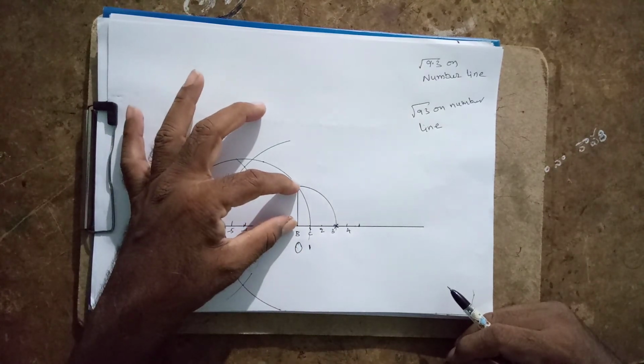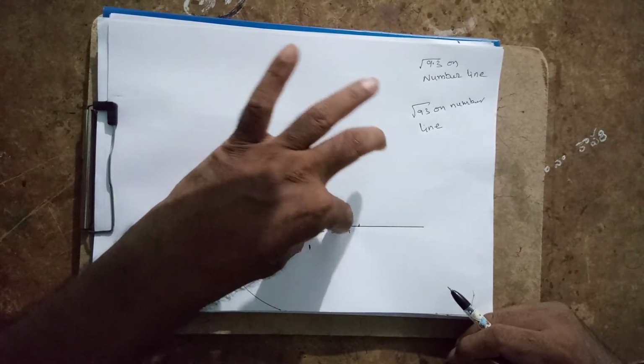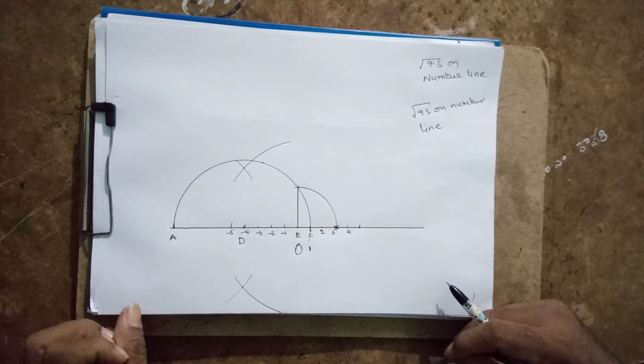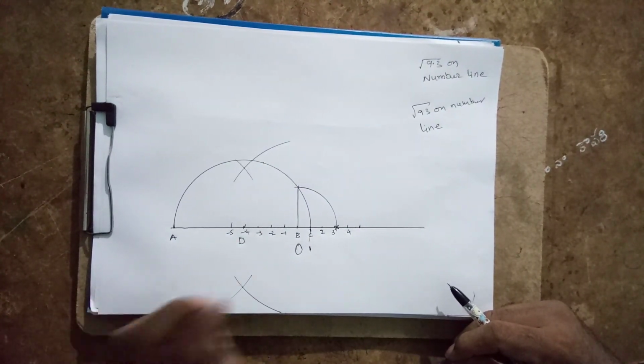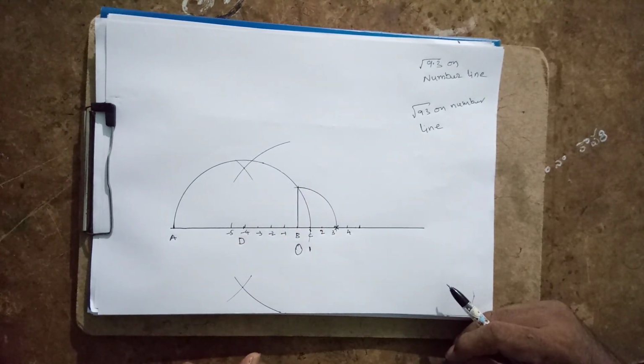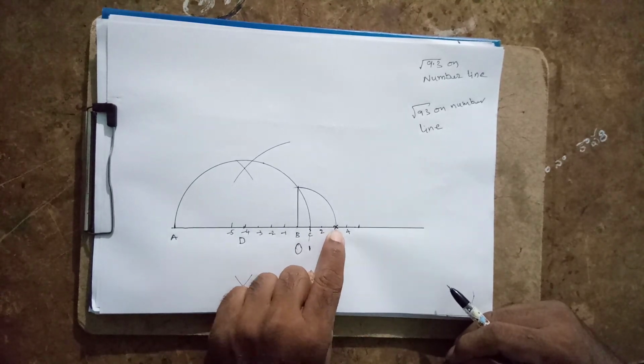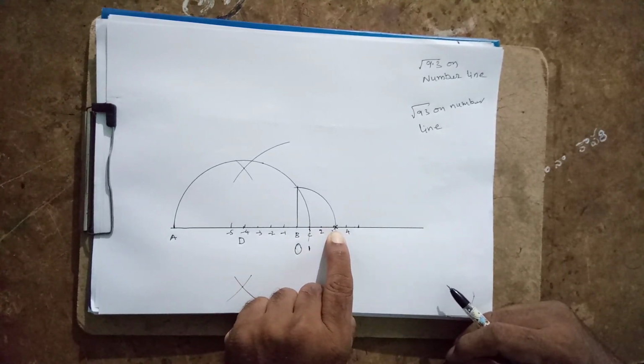Now how much distance is there? As this is a radius, you can draw a semicircle. Of course it is not a semicircle, it is a quarter of a circle. Now where it touches the number line, this distance is root 9.3 on the number line.